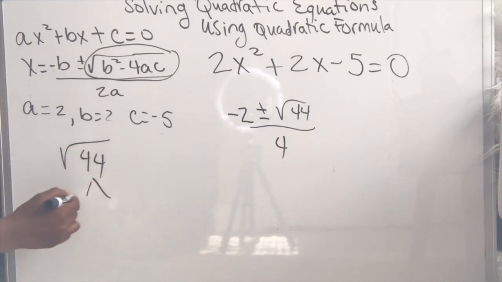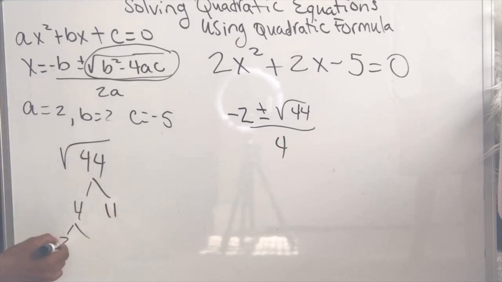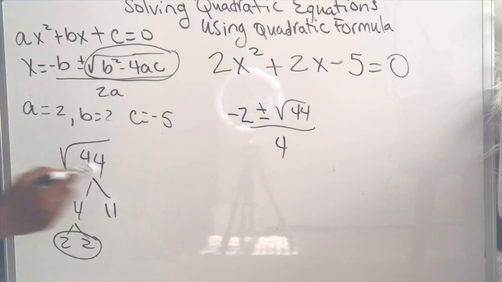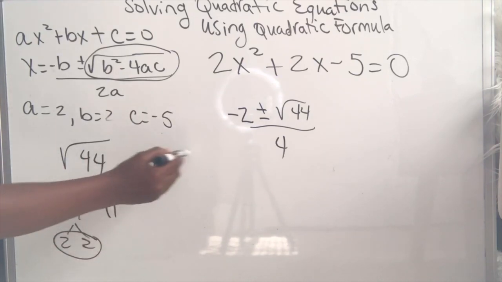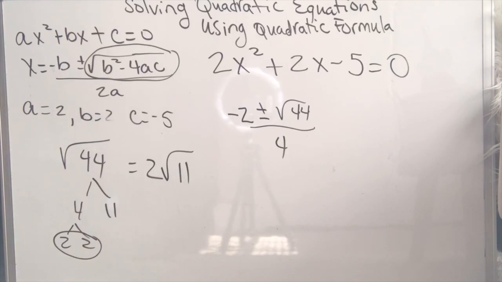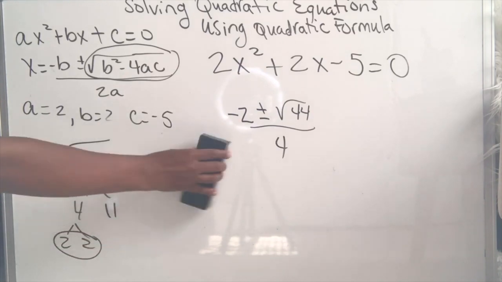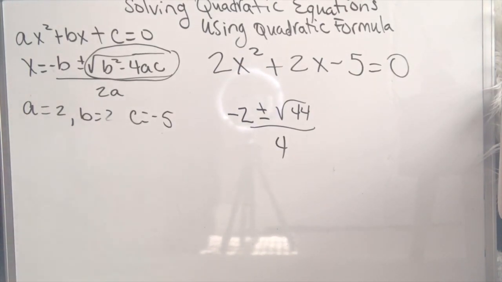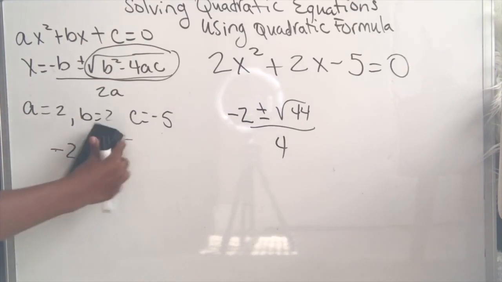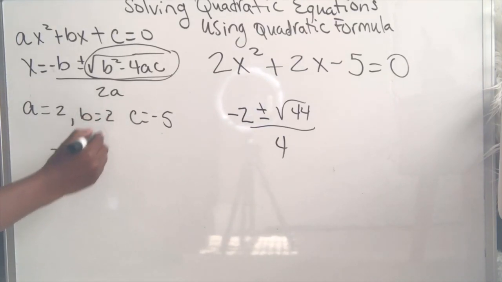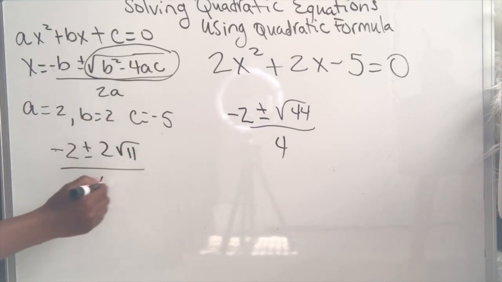So the square root of 44 is 4 times 11, and 4 is 2 times 2. So these are all my prime numbers. I do have one set of 2's. Since I have 2 of those, I can take one of them out, and I leave what's inside that's not circled. So it's 2 square root of 11. So the square root of 44 is 2 square root of 11. Now I'm going to replace that with my 44, and I have negative 2 plus or minus 2 square root of 11 over 4.